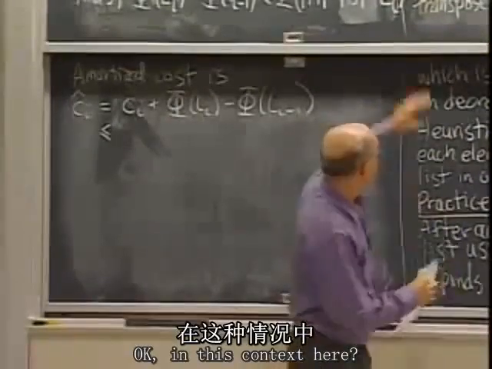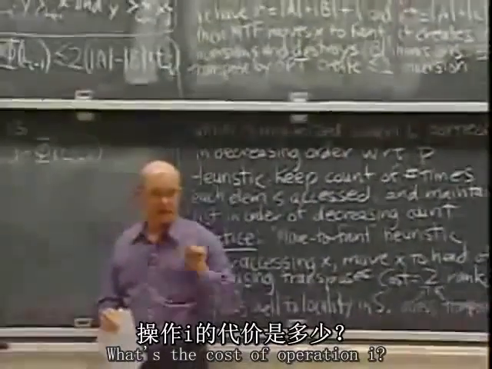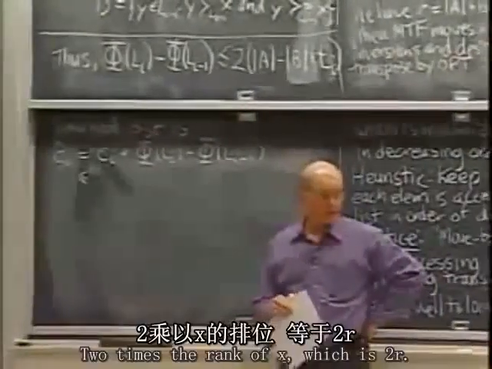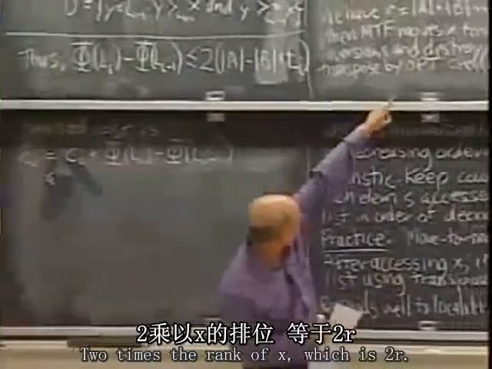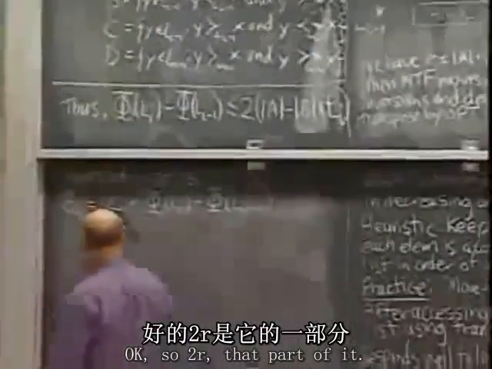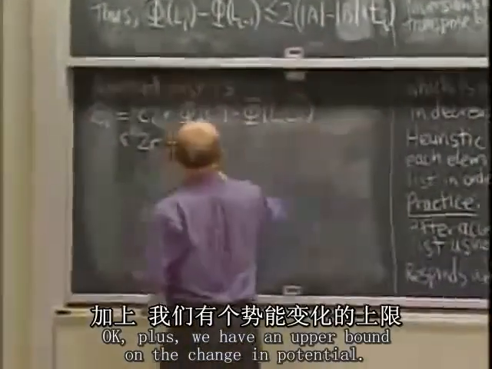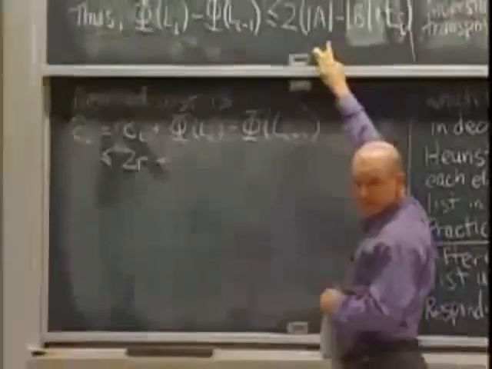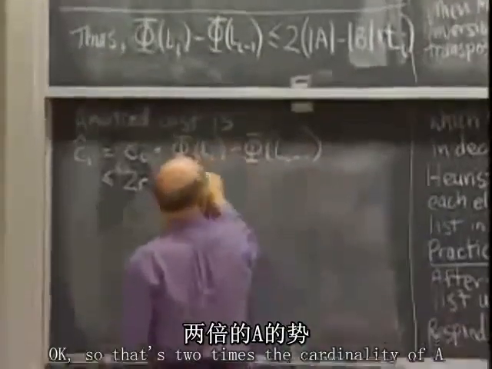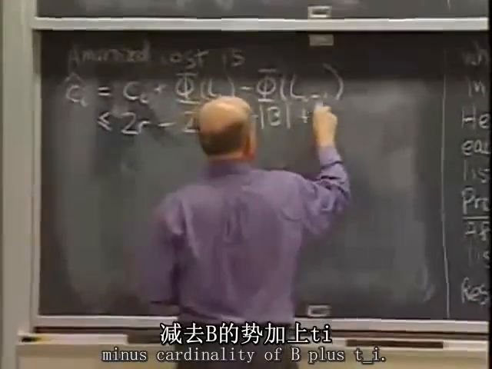Okay, in this context here, we accessed x there. What's the cost of operation i? 2 times the rank of x, which is 2r. Okay, so 2r, that part of it. Plus, well, we have an upper bound on the change in potential. That's this. So that's 2 times the cardinality of A minus the cardinality of B plus t sub i.